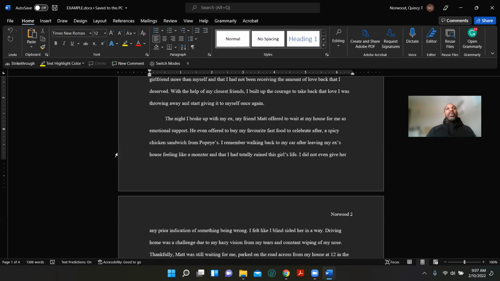"I remember walking back to my car after leaving my ex's house feeling like a monster and that I had totally ruined this girl's life." But no, back to Popeyes though. That's a concrete detail. Instead of saying he offered to buy me my favorite meal and leaving it at that, this student gave the reader something to visualize. So think about ways you can incorporate more specifics into what you're writing.